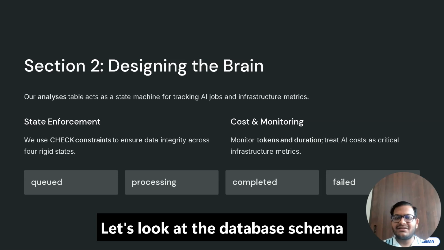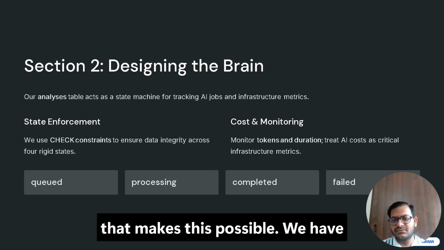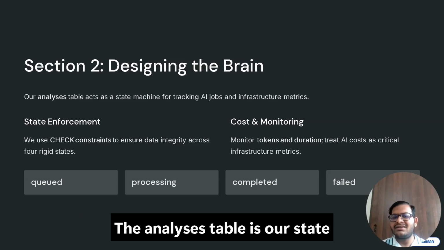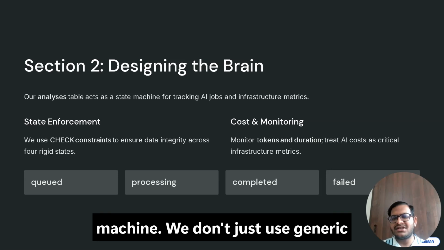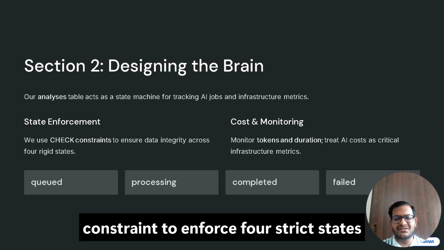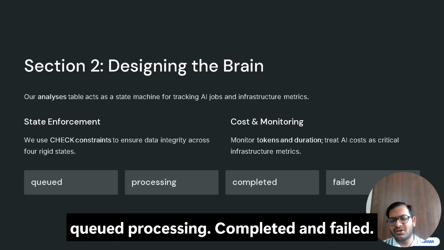Let's look at the database schema that makes this possible. We have two key tables, resumes and analysis. The analysis table is our state machine. We don't just use a generic status string. We use a check constraint to enforce four strict states: queued, processing, completed, and failed.